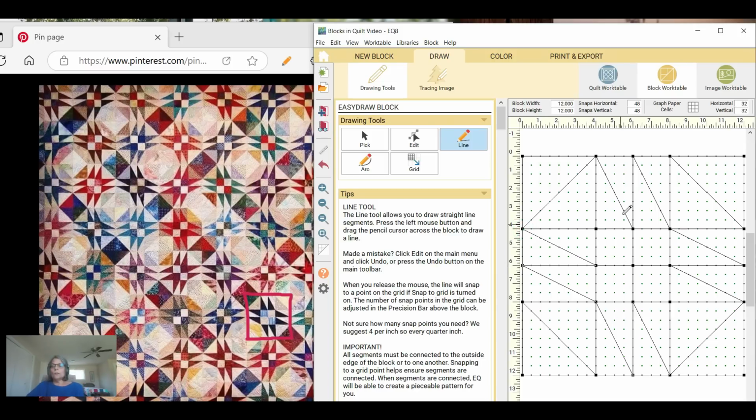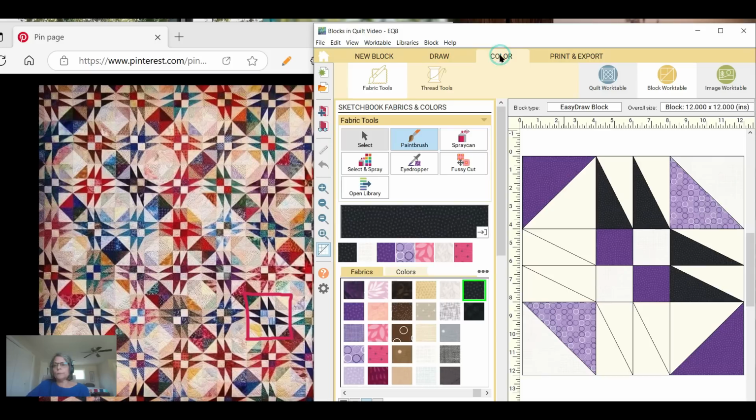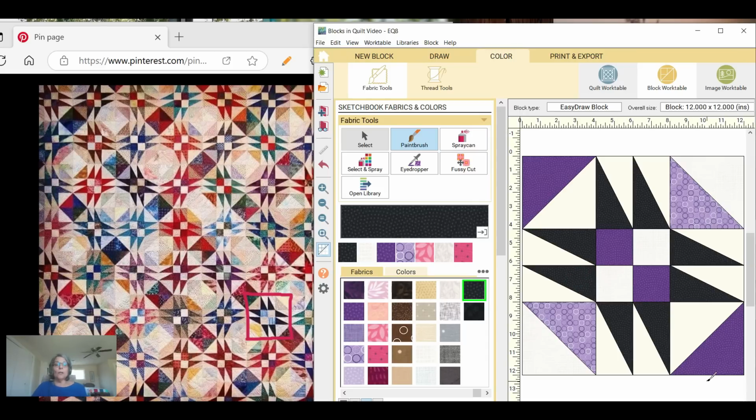Okay, now that doesn't look like much until we color it. So let's put our color in here. And now there is our block. And see, it looks exactly like this block here. What they've done is they've rotated them so that the dark fabrics of the half square triangle are meeting together here, and the light fabrics are meeting together here.